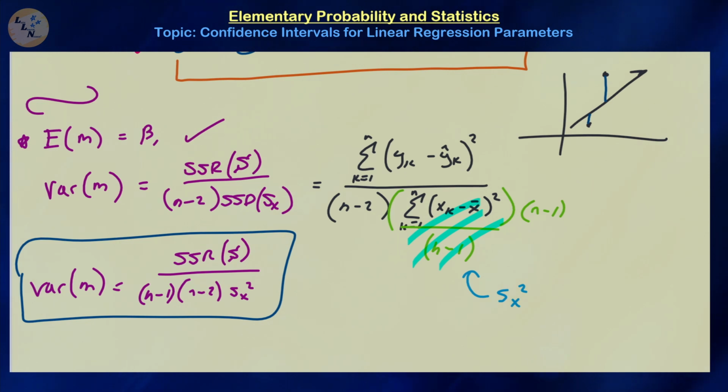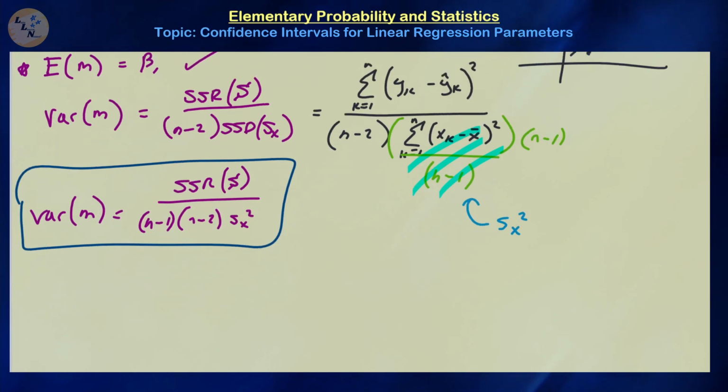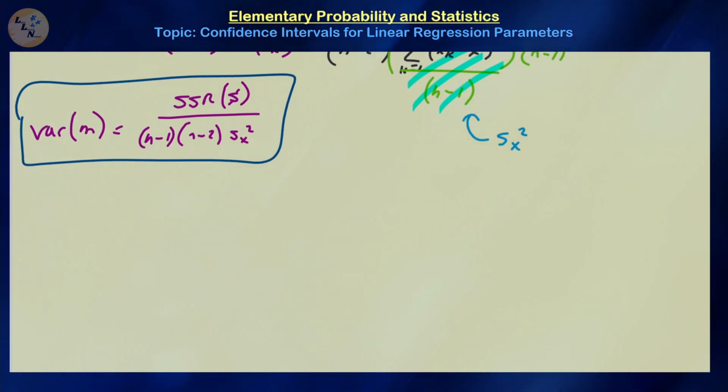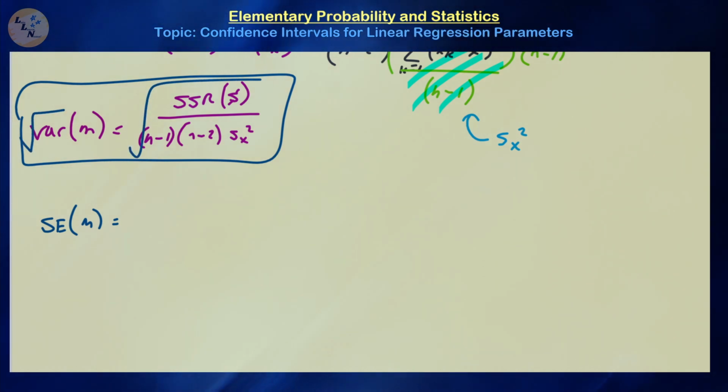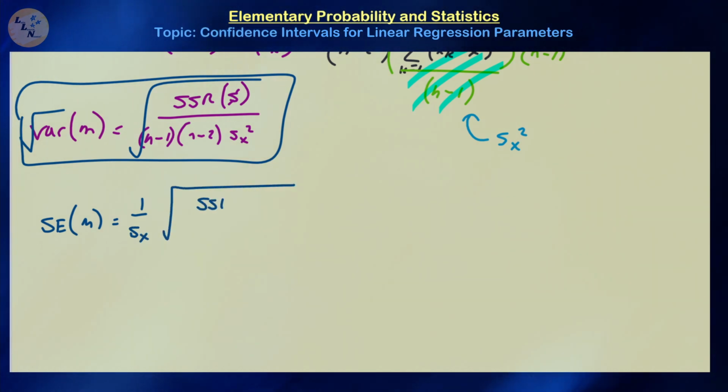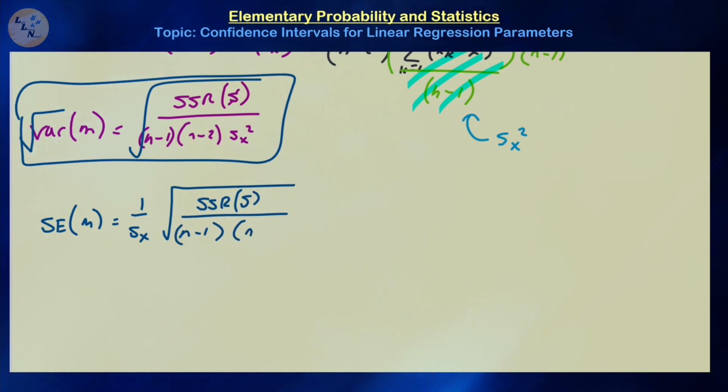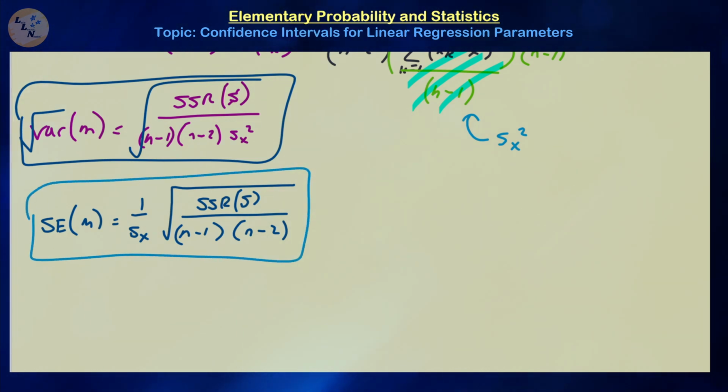If you have the variance, you should be able to find the standard error associated with using m as an approximation for beta 1. So the standard error for m is the square root of this. Taking the square root of the variance on the bottom, that is equal to the standard deviation of the x values, times the square root of the sum of squared residuals for S divided by n minus 1 times n minus 2, and that gives us a formula for the standard error of the estimate m.